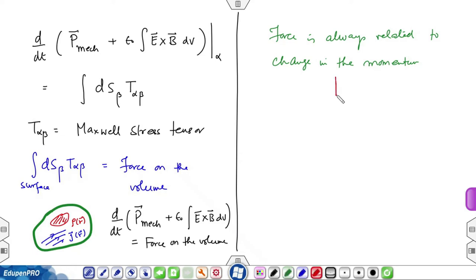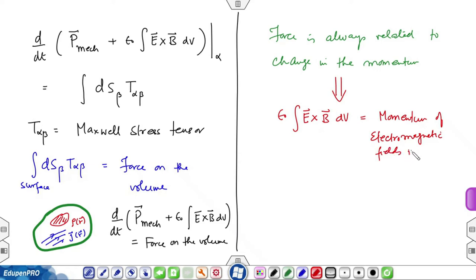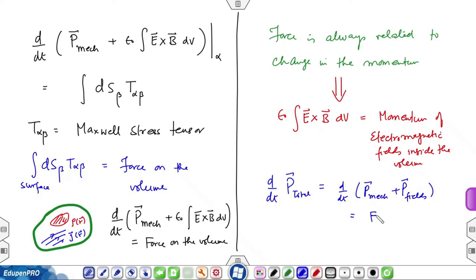So this implies that epsilon 0 E cross B dV must be the momentum of electromagnetic fields inside the volume. So that we have d by dt of P total, which is d by dt of P mechanical plus P fields, is equal to the net force on the volume.